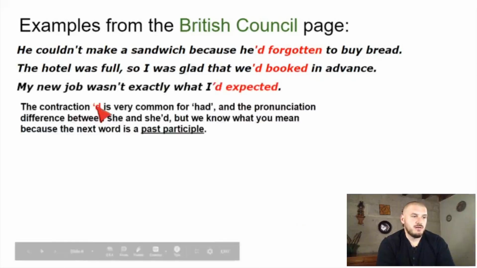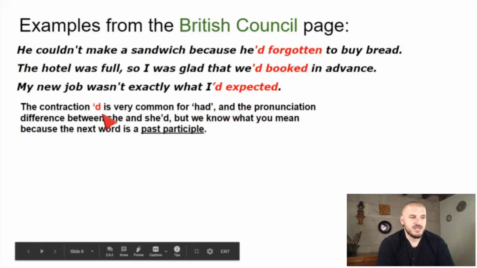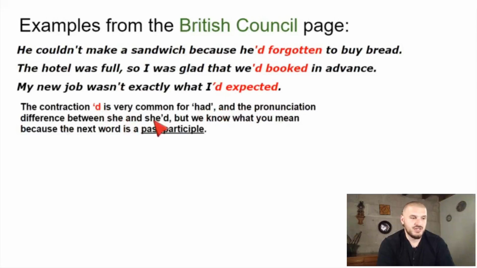So the contraction apostrophe D is very common for had, okay? And the pronunciation difference between she and she'd is very, very small, okay? But we know what you mean because the next word is a past participle. I know that you're talking in the past perfect, normally because there's another verb associated with it, but also because it's followed by a past participle, right? I'd expected. I know that that's past.